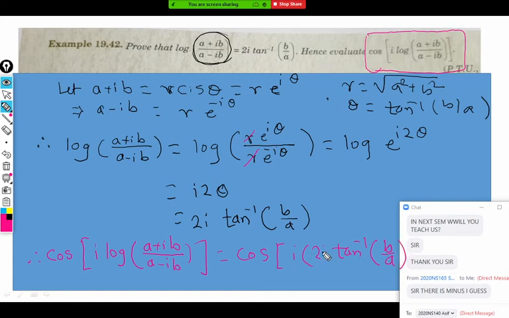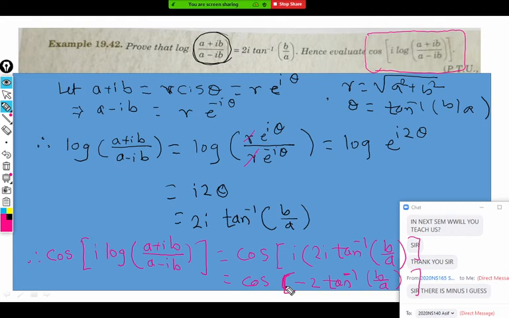So what happens? This iota becomes a minus, so this will become cos of minus 2 tan inverse of b upon a. Any doubt up to this? Is there any doubt? Yes, you can keep this as the answer also if you want.